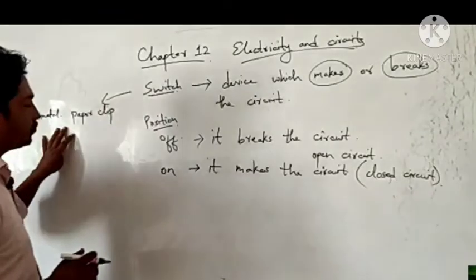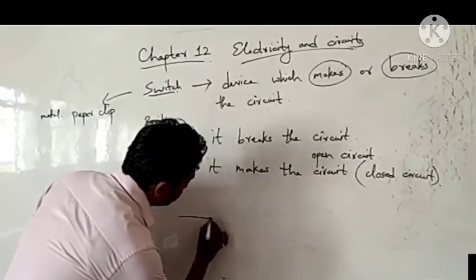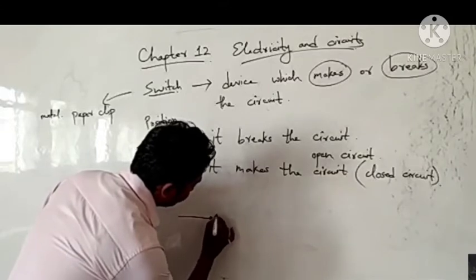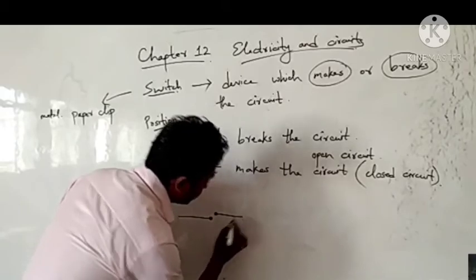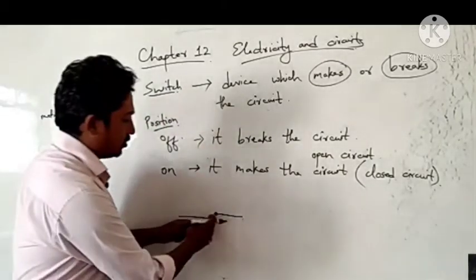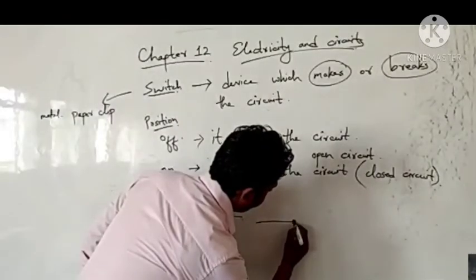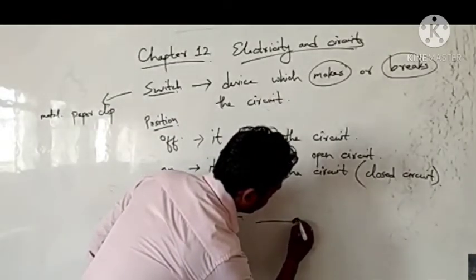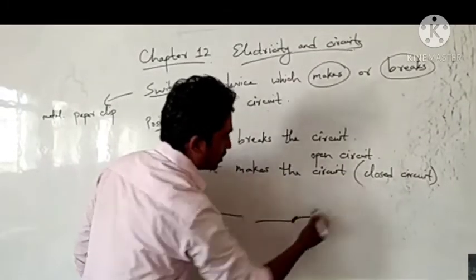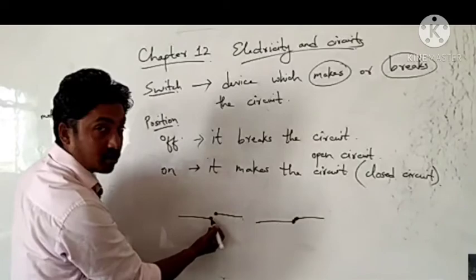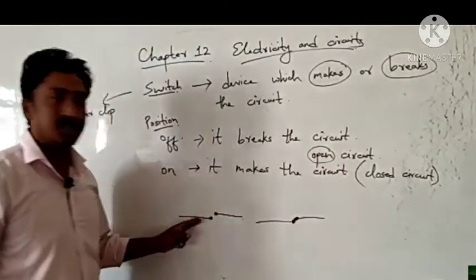So in this position, as we discussed, the symbol of switch is like this. That means if the switch is attached, as for example here, we call it a closed circuit, and if the switch is not attached, we call it an open circuit.